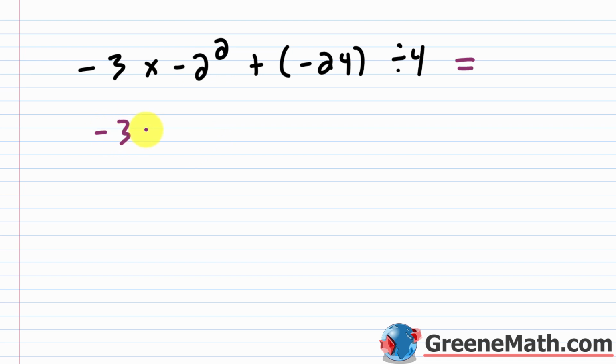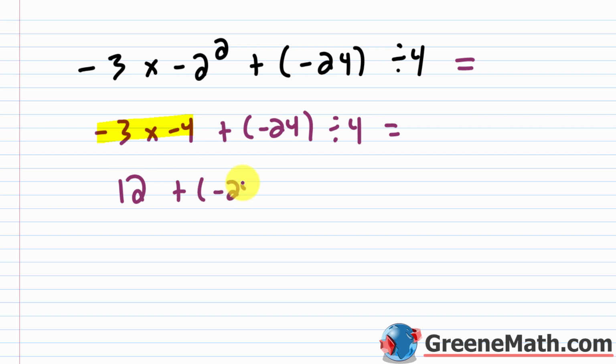So you'd have negative 3 times negative 4, then plus negative 24 divided by 4. Now, just like we saw before, we're going to do this multiplication first, but now instead of a negative times a positive, we have a negative times a negative. A negative times a negative is a positive, so negative 3 times negative 4 would be positive 12. Now, we have our plus negative 24, and then divided by 4. So now we would do our division. Negative 24 divided by 4 is going to be negative 6. So this becomes 12, and then plus your negative 6, or you could go 12 minus 6 if you want.